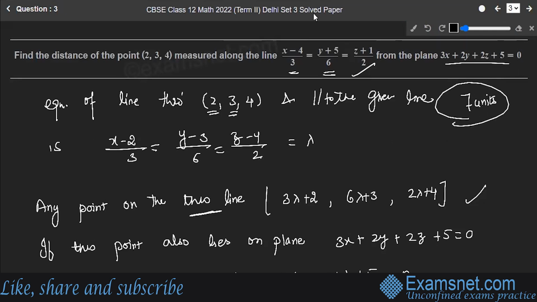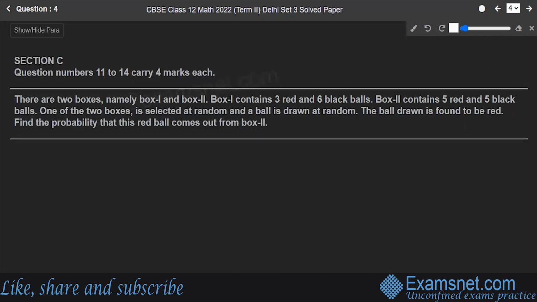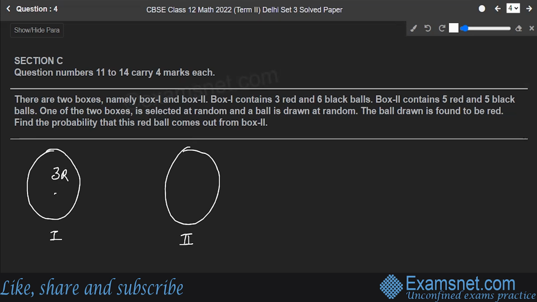Hope you got that. Let's move to the next question then. Question number 4. Now, this is a 4 marks question. It says there are 2 boxes, box 1 and 2. Box 1 contains 3 red and 6 black balls. Box 2 contains 5 red and 5 black balls. So, here is box 1 and 2. This box contains 3 red and 6 black, this contains 5 red and 5 black balls. One of the two boxes is selected at random and a ball is drawn at random. The ball is found to be red. We have to find the probability that this red ball comes from box 2.